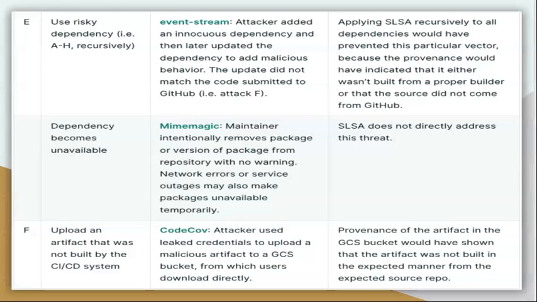Next, use of leaked credentials, where malicious code, like the binaries, was uploaded using access to the credentials, and they eventually got compromised. So this is another case where they were able to upload an artifact which was not built by the CI/CD. The provenance of the artifact in the case of the GCS bucket would have shown that the artifact was not built in the expected manner from the expected source repo.